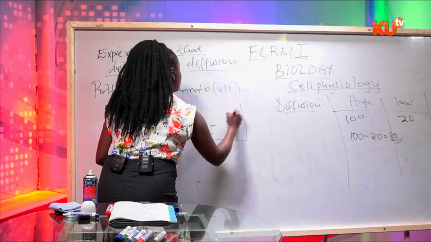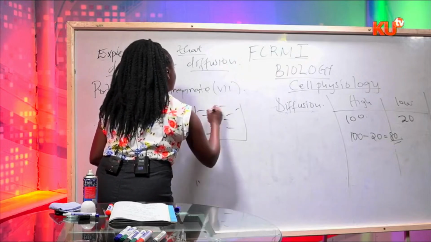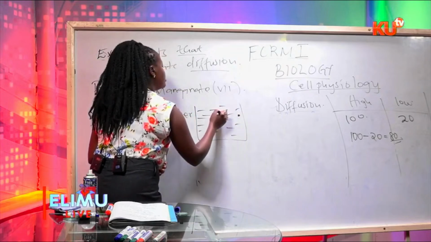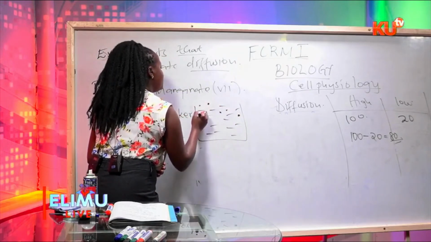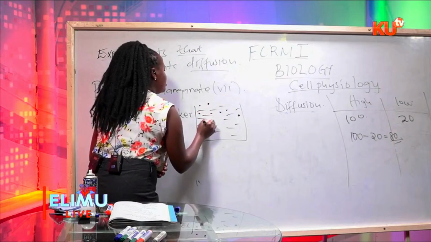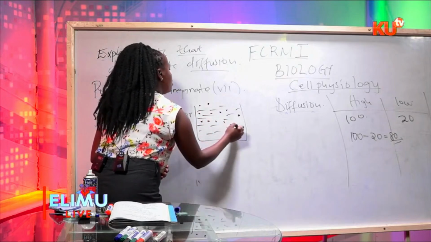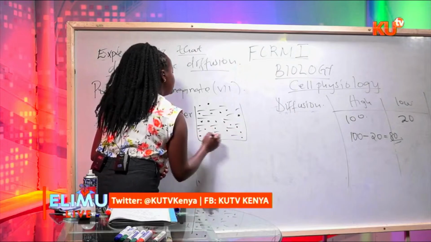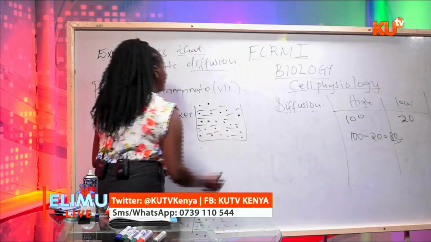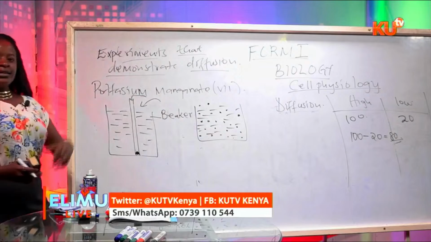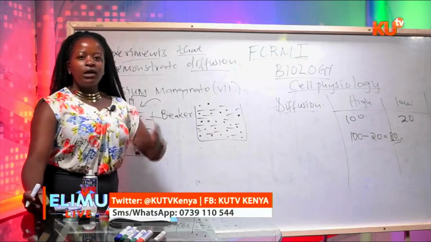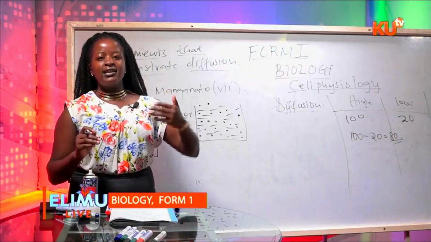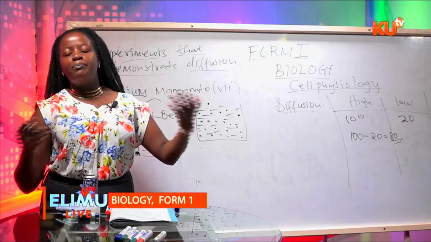So this is water. Then the dots I'm going to draw, the circular dots, are the ones that are representing the particles of potassium manganate 7. They are going to spread evenly in the water. The observation, what is seen after this experiment, is that the water turned purple.